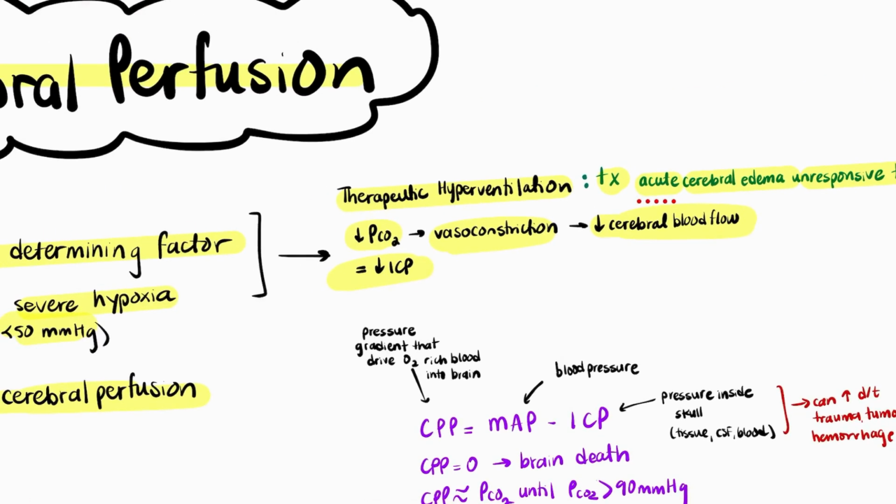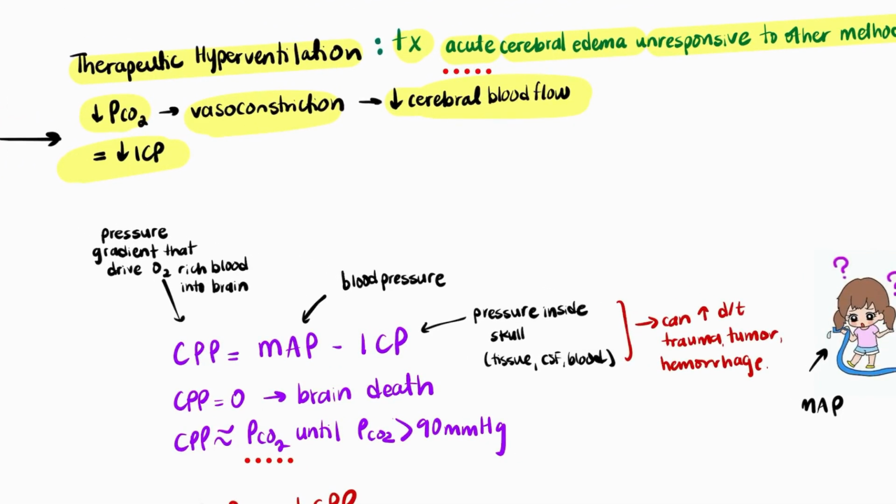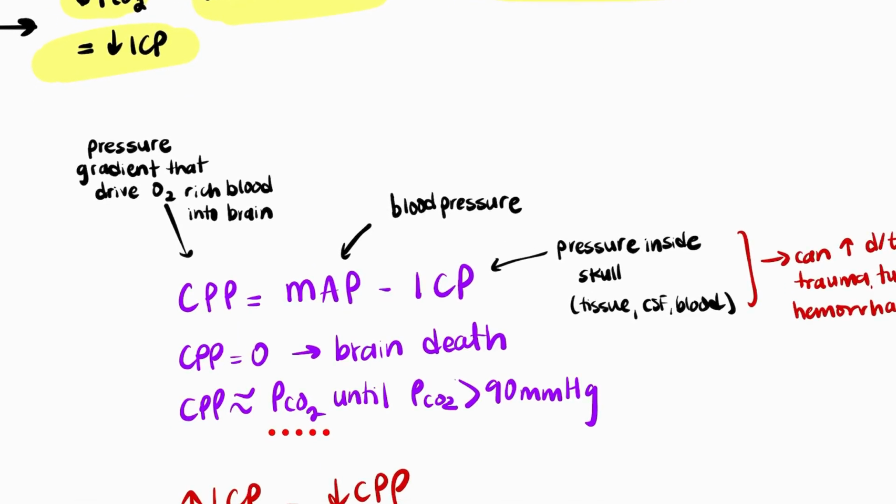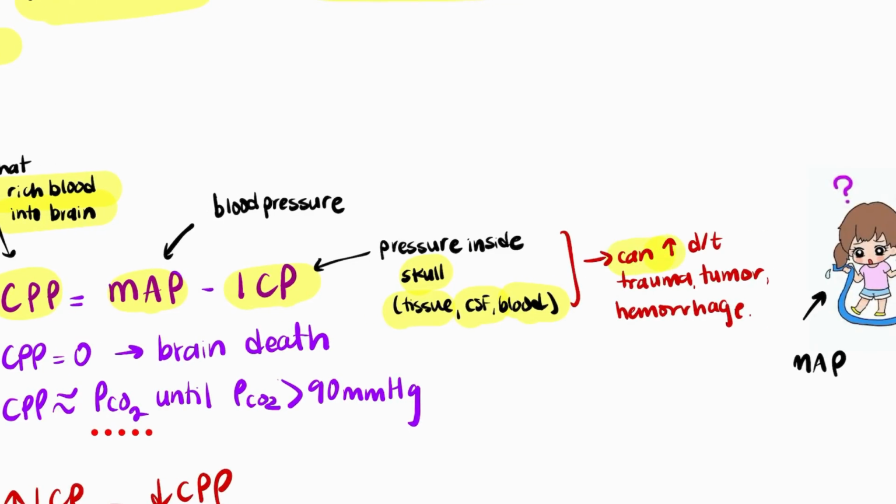So part of the USMLE Step 1 on First Aid talks about this equation. So cerebral blood flow, right? That's the pressure gradient that drives the oxygen-rich blood into the brain. That equals the mean arterial pressure, or the blood pressure, minus the intracranial pressure. The intracranial pressure is whatever's inside the skull, so that can be due to the tissue, the CSF, and the blood. And this can increase due to trauma, tumor, hemorrhage, okay?